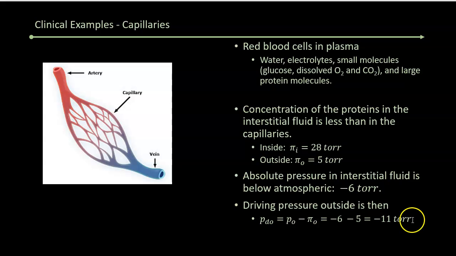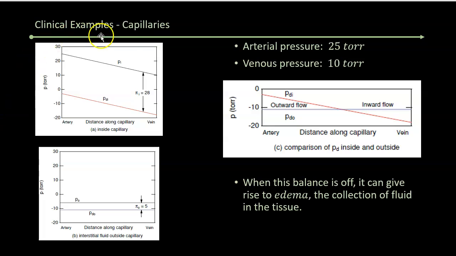All right, so let's think about this as we move along a capillary. On the artery side, we've got 25 torr of pressure. On the venous side, we've got 10 torr of pressure. There's this 28 torr of difference that's due to things that can't go through. All right, so let's just focus then on the driving pressure over here on this graph.